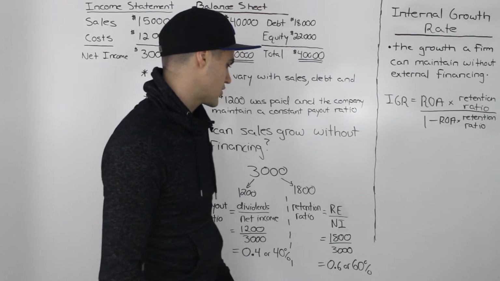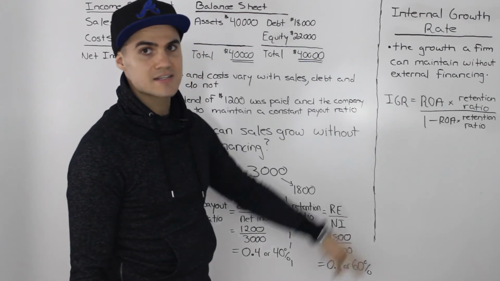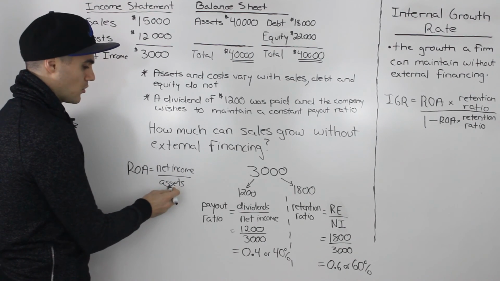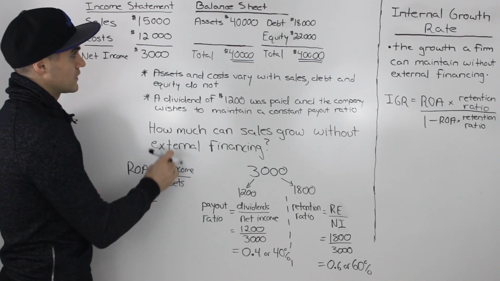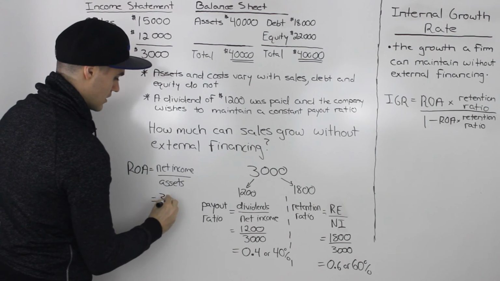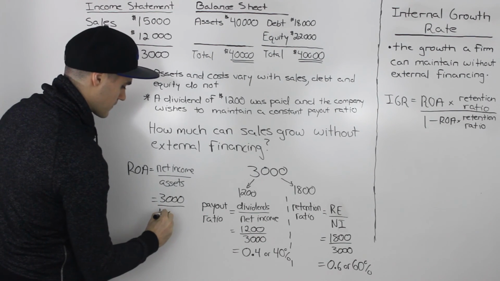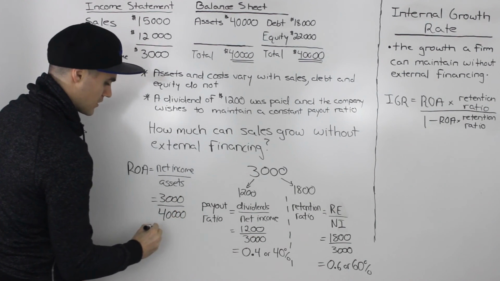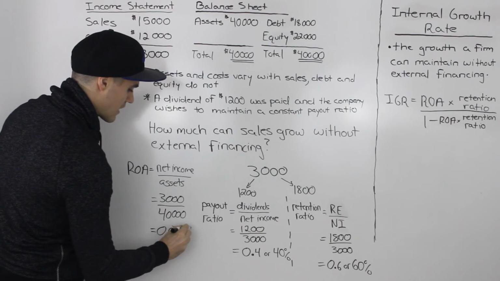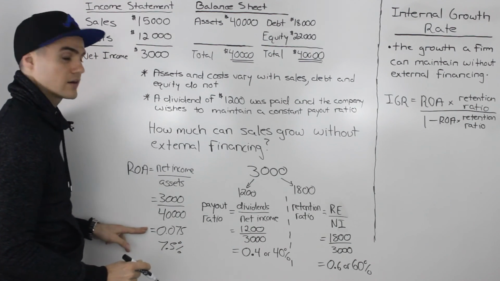Now the retention ratio we already have, it's 0.6 or 60%, but this return on assets we don't have, and we can figure that out because return on assets is basically equal to the net income over the assets. We can get these figures from the financial statements. So the net income is $3,000, the assets is $40,000. If you divide these two numbers in your calculator, you would get 0.075 or 7.5% return on assets.